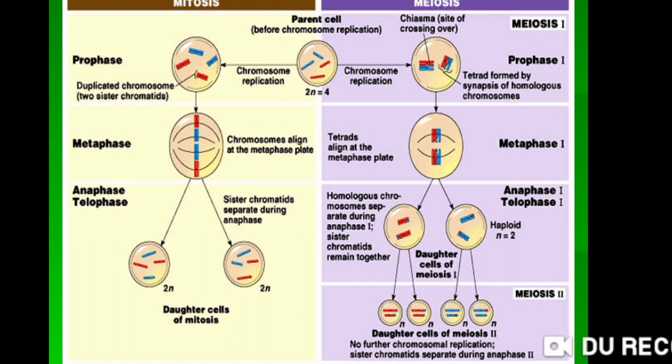Point to be noted, you should mark this line: meiosis is going to produce four haploid cells which show variation from the parent cell. But when you talk about mitosis, it has to produce identical cells. This is the exact difference between mitosis and meiosis.